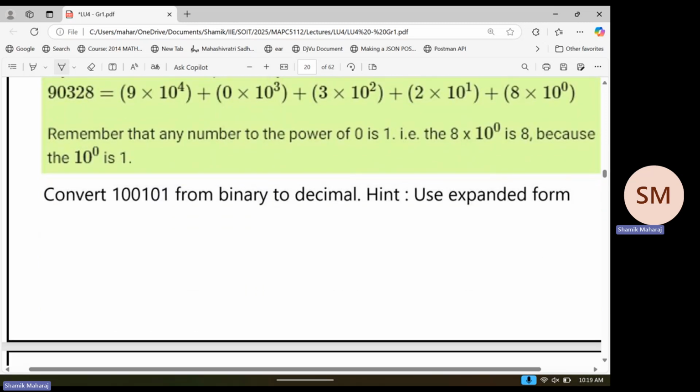Now, using exactly the same idea of expanded form, we need to convert a binary number back into decimal using expanded form. An expanded form in binary is exactly the same as in decimal, except now we're using base 2 instead of base 10. So I'll show you what I mean by that. So let's do this example. Convert the number 100101 into decimal. All right, we're using expanded form to do that.